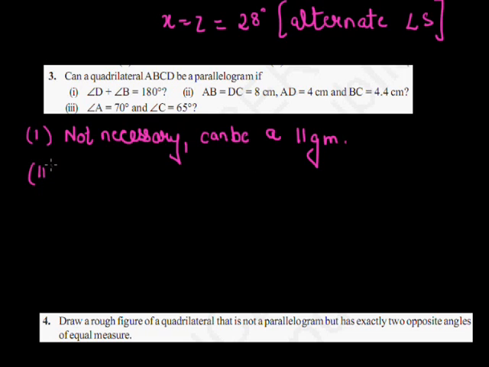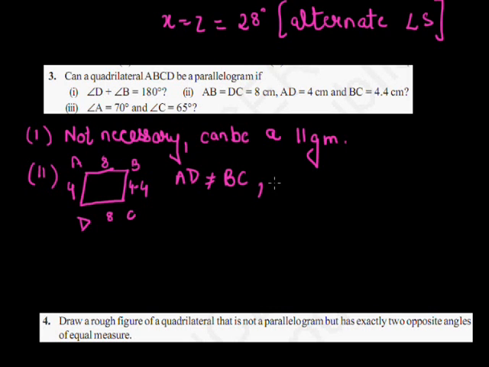Come to the second part. If I construct the parallelogram ABCD, AB is given as 8 cm and DC is again 8 cm. AD is given as 4 and BC is 4.4. It cannot be a parallelogram because in a parallelogram opposite sides are equal, but here AD is not equal to BC, so it is not a parallelogram.